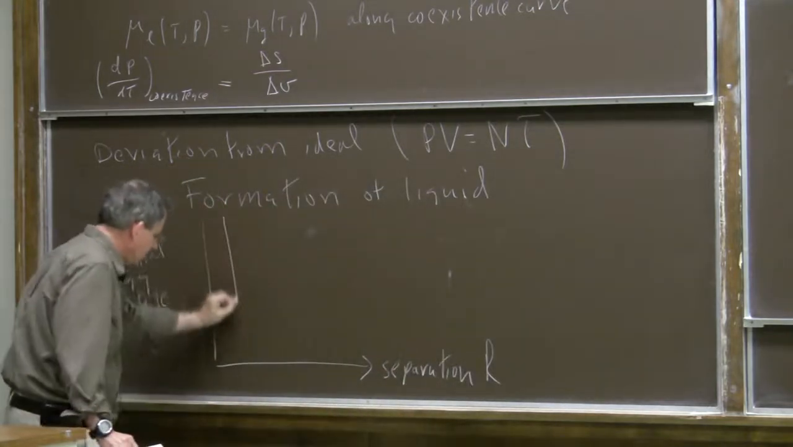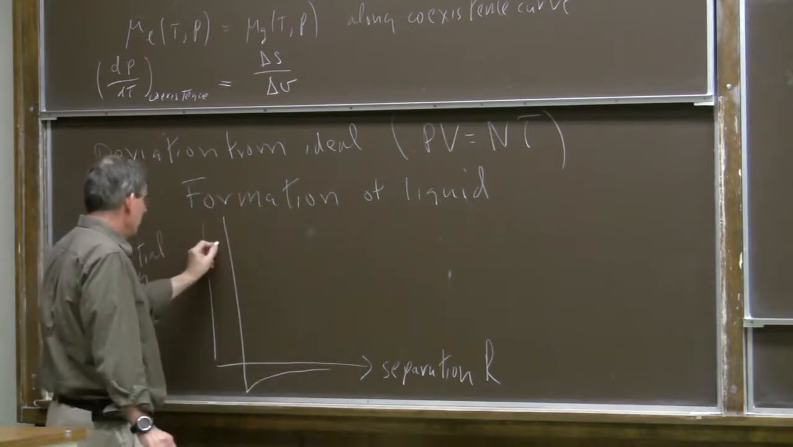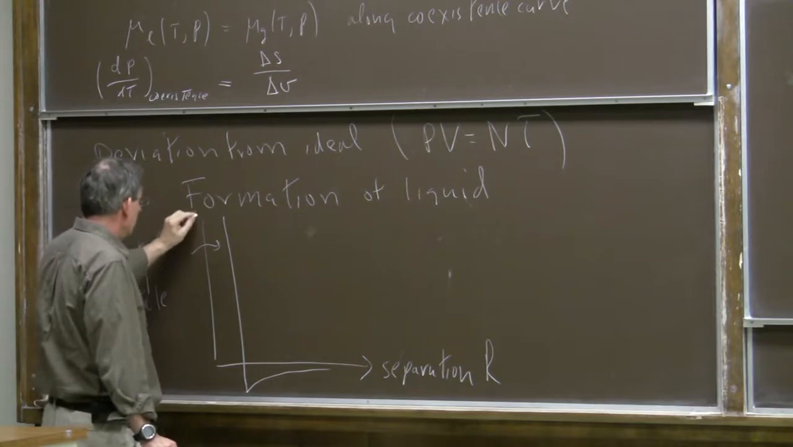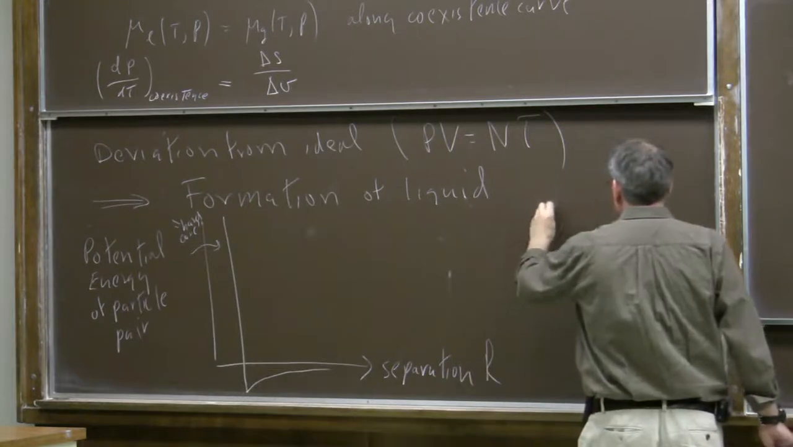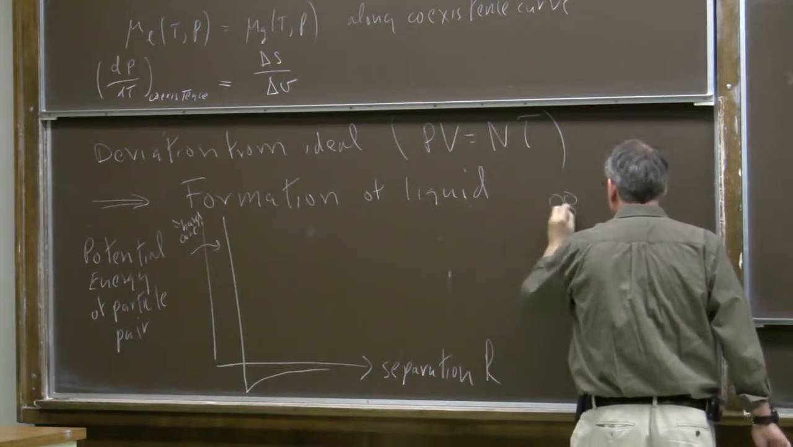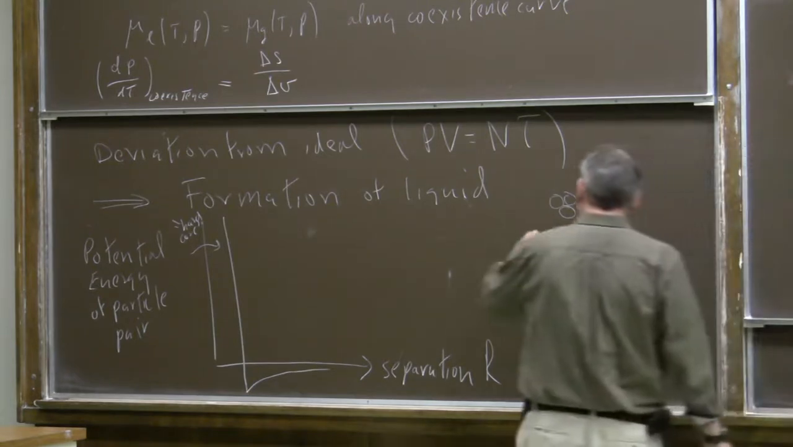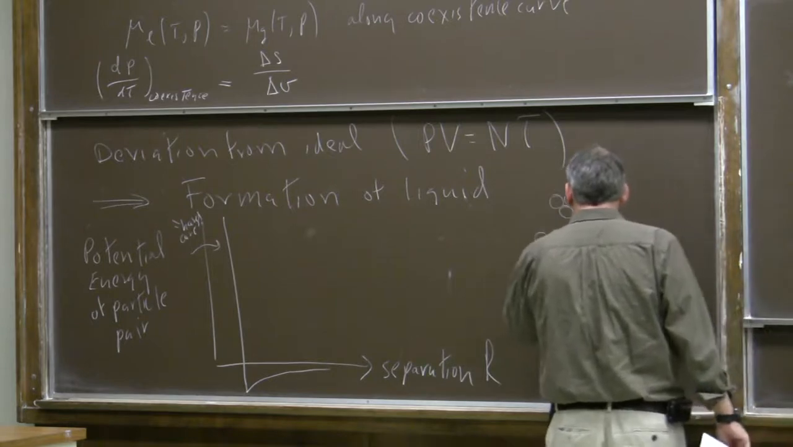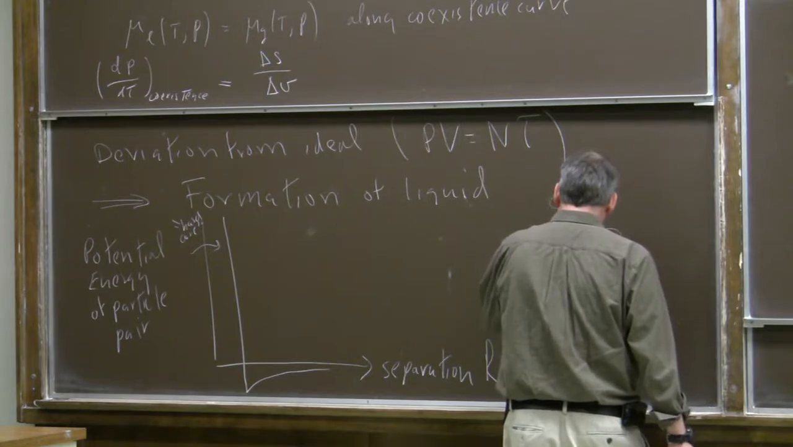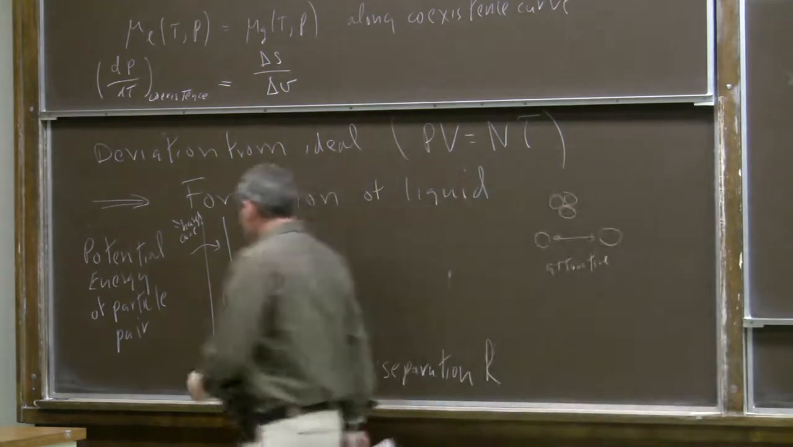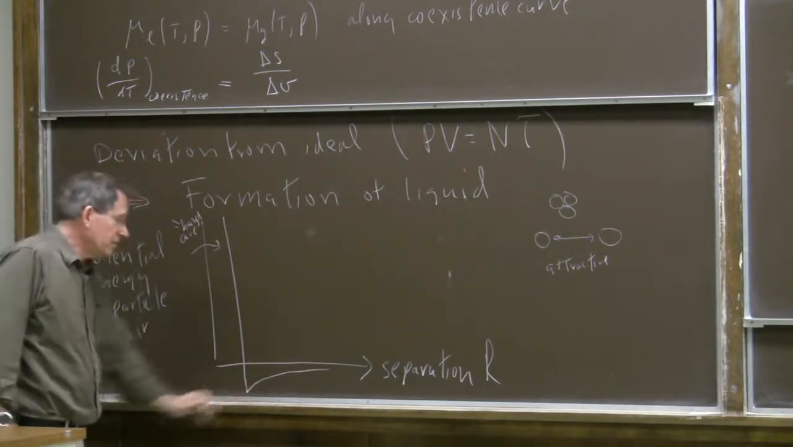We'll imagine a potential that looks kind of like this. It turns on very sharply at short distances. There's a hard core. So we can think of the molecules as hard little balls which we can't press any closer together than some minimum distance. But at long distances, there's some attractive force bringing them together. And that's described by this negative potential energy.